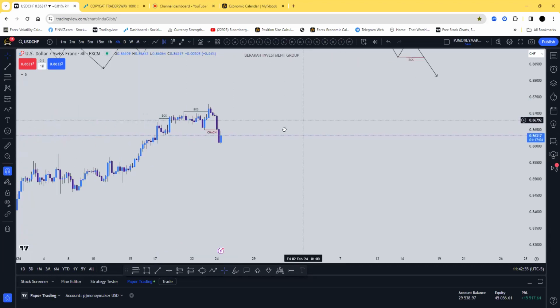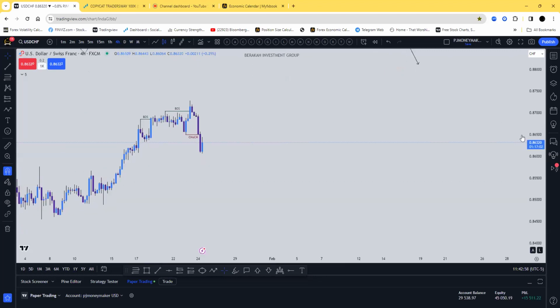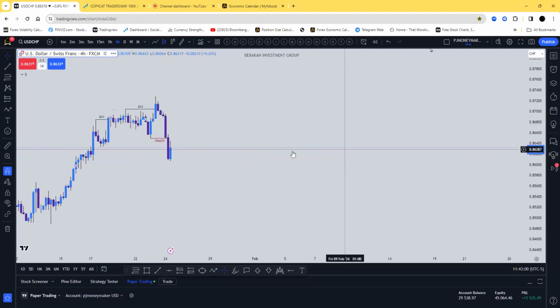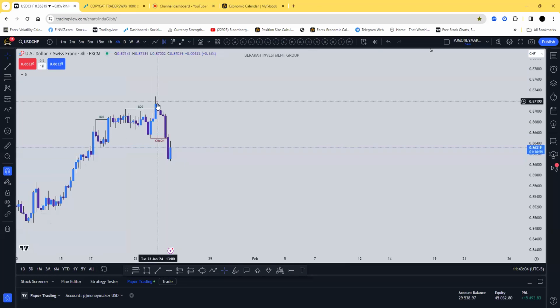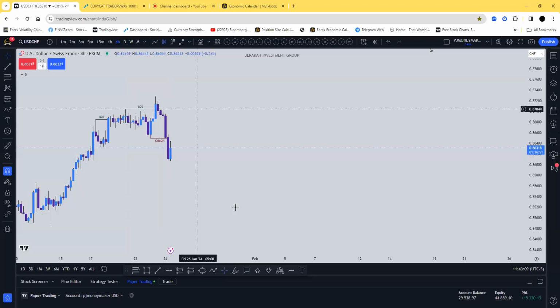Okay, change of character for sell. So what are we waiting for here? We're waiting for the market to come up and trade, and also give me a nice retracement to one of the points of interest. So this is the OB.